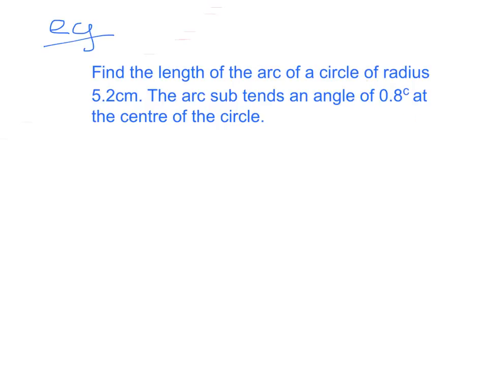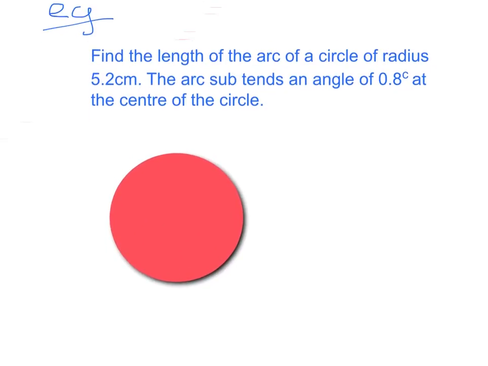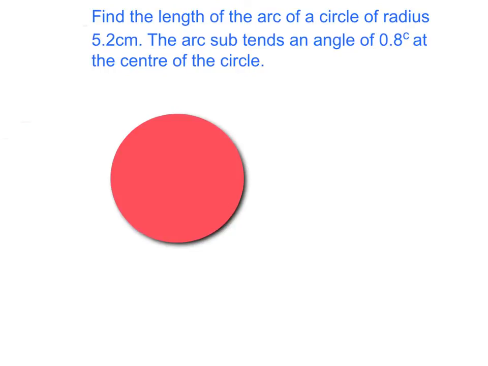So if I draw a circle, we're going to draw a decent diagram of what's going on here. It's less than a quarter of the circle, so what we've got is this here. Well, that actually looks close to being a quarter, but never mind. 0.8 radians and a radius of 5.2.